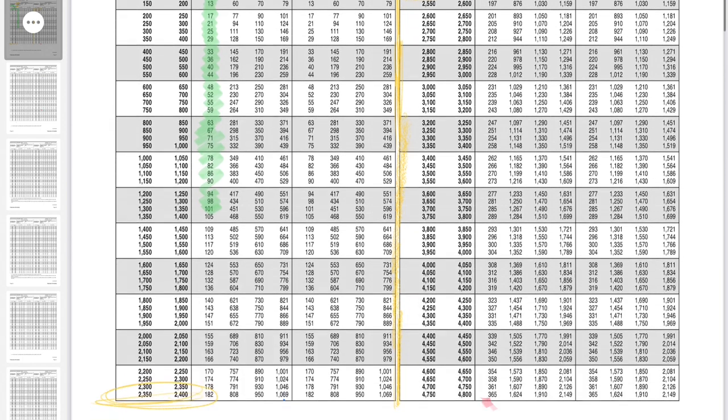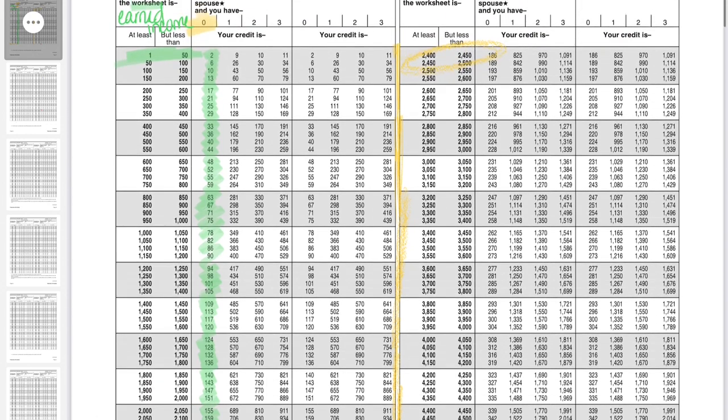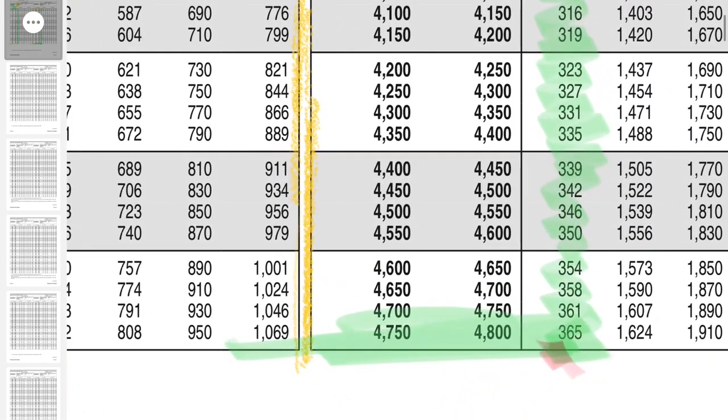By the way, there are rules for the earned income credit as well, so read up on those. For example, a 15-year-old is not going to get the earned income credit. So I'm inching my way up, earning more credit as I earn more income. I'm in the 300s now. At the bottom of this page, I may have earned $4,750, and now my earned income credit is $365.